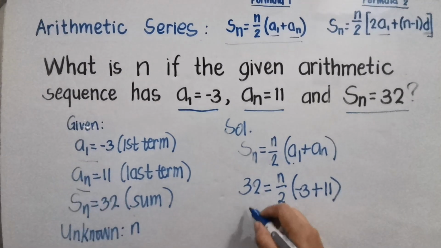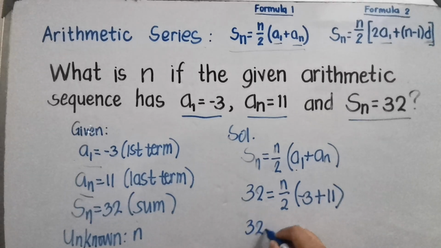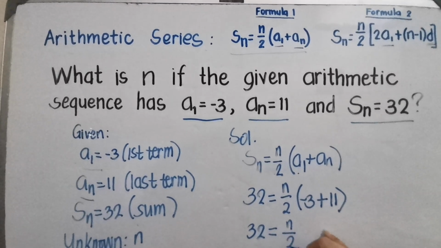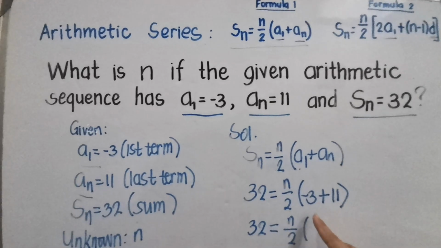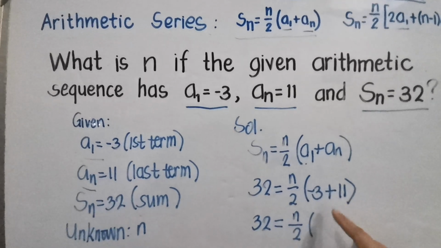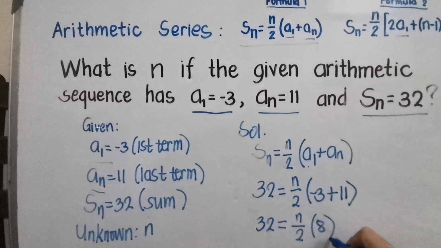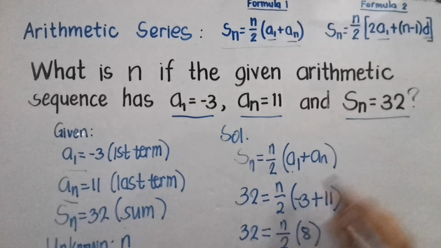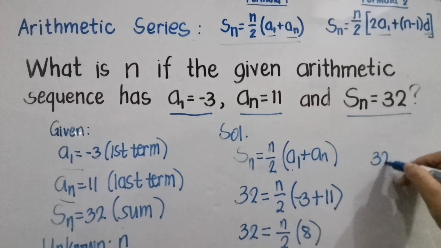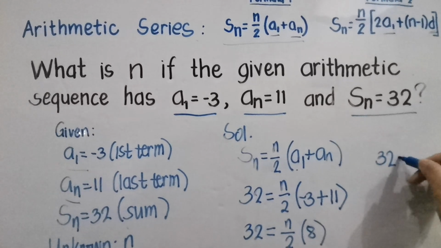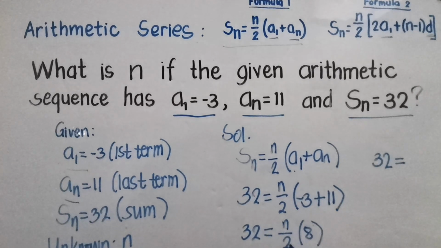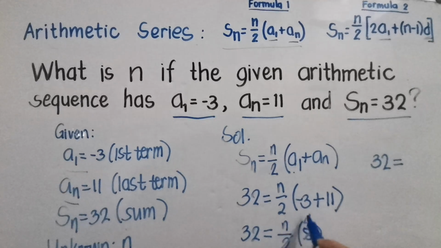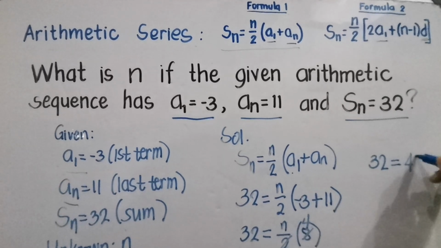Then, copy 32 equals n over 2. The negative 3 plus 11 is 8. So, copy 32 equals 8 divided by 2 is 4. And n times 4 is 4n.